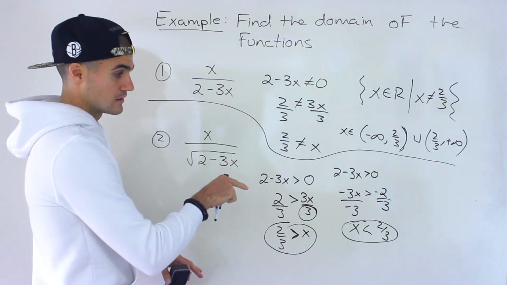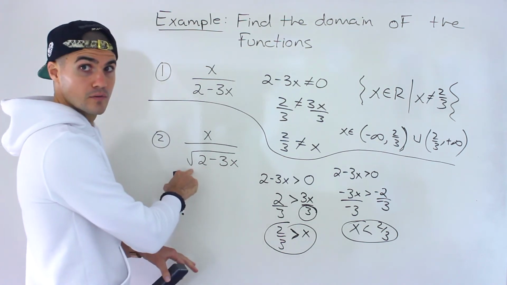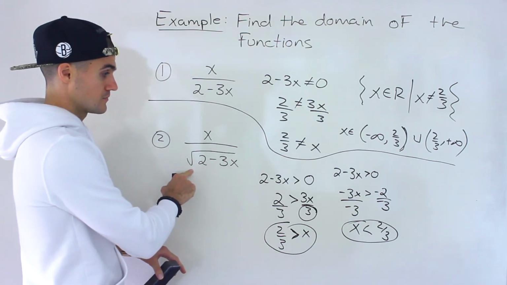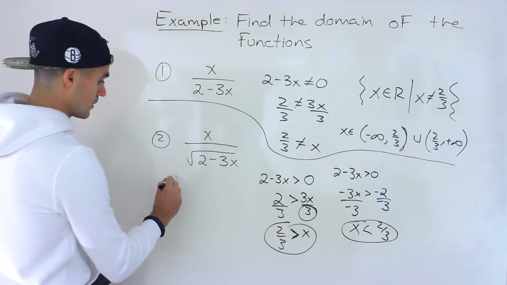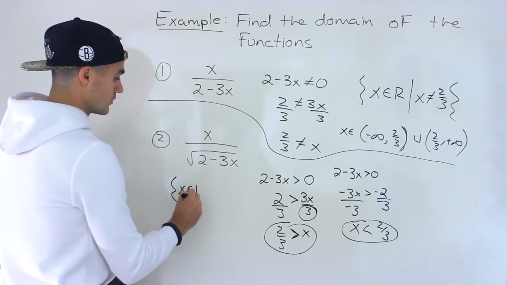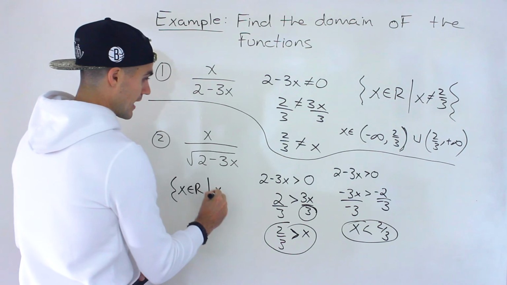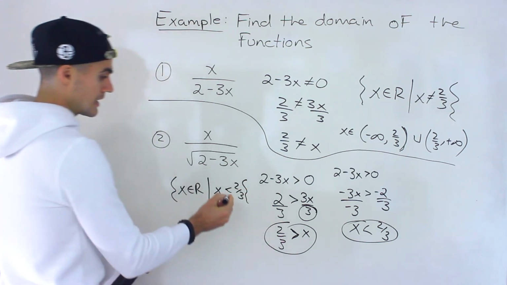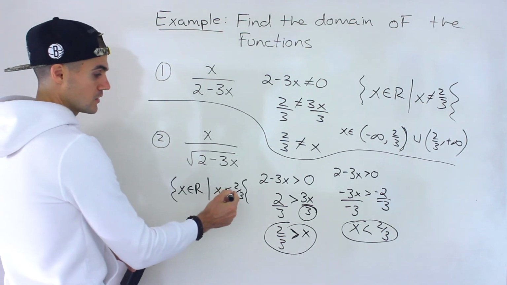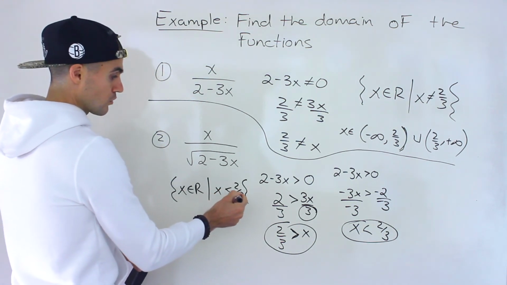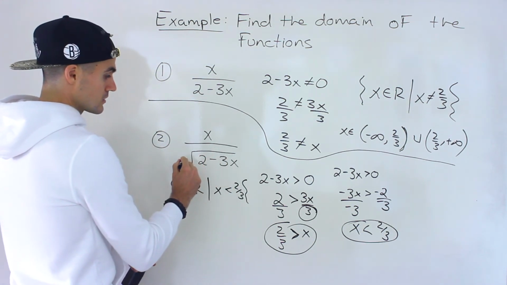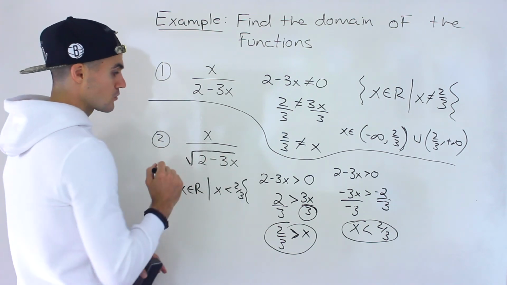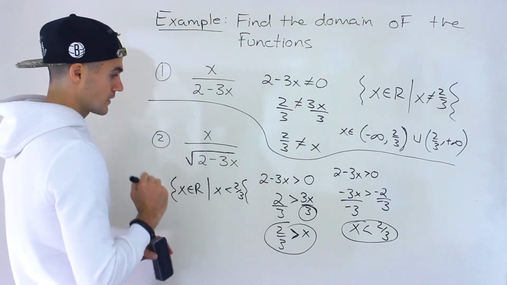So that would be the domain for this function right here. So it would be x can be any real number such that x is less than 2 over 3, because any value that's going to be greater than 2 over 3, if you plug it in here, it's going to make this square root negative, and you can't take the square root of a negative number.